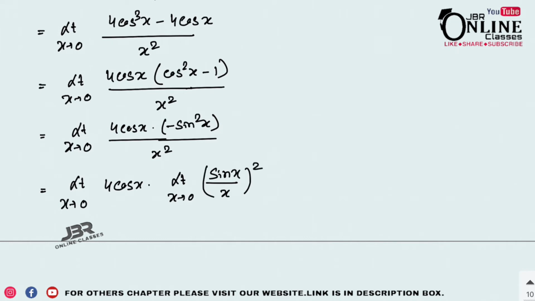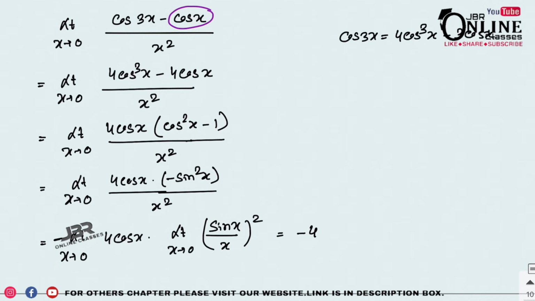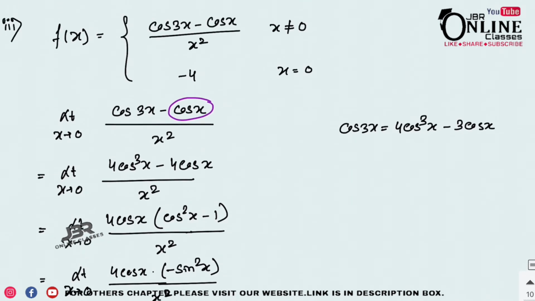Okay, so for the first one, as there is a minus, put down the minus also. So it's minus 4, because limit x tends to 0 of cos x is equal to 1, and limit x tends to 0 of sin x by x is also equal to 1. So minus 4 is your value. So limit x tends to 0 of f(x) is equal to minus 4, and f(0) is also equal to minus 4. So that means f is continuous at x equal to 0.